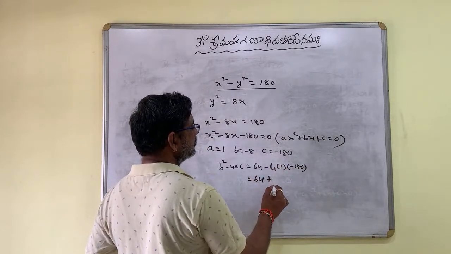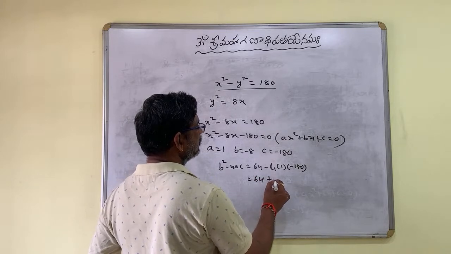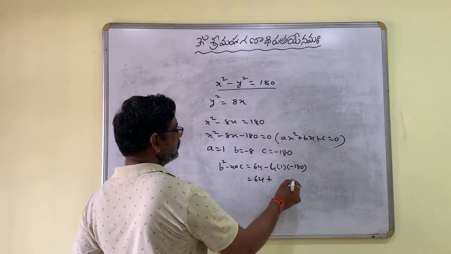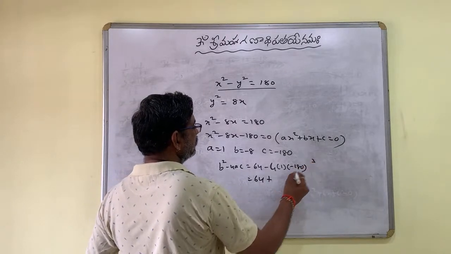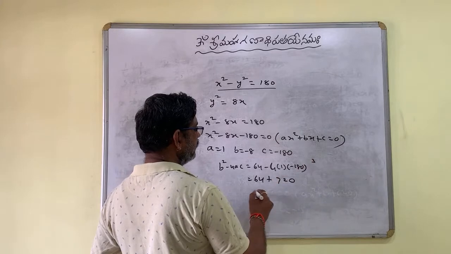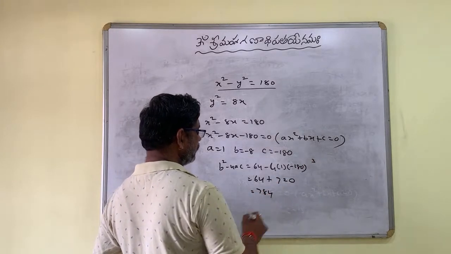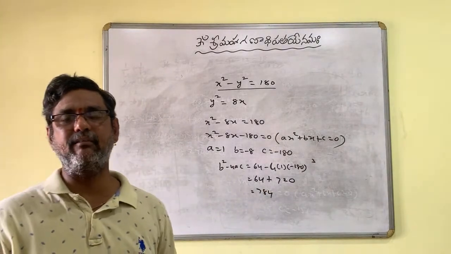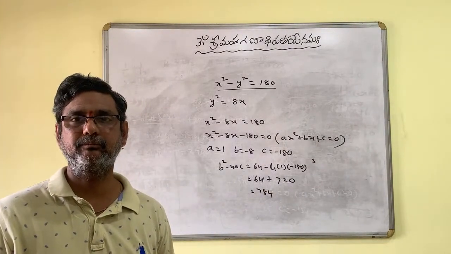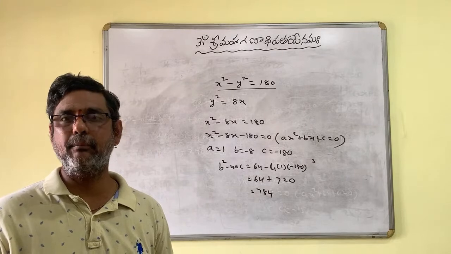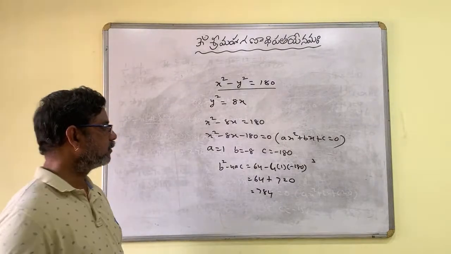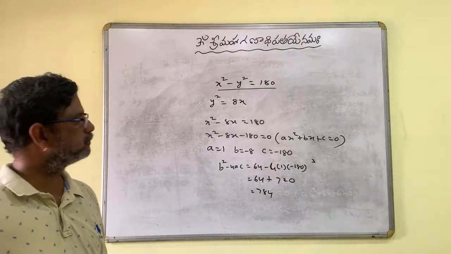64 plus, how much? 32, 720. It is 784. B square minus 4AC is 784, which is a perfect square. Okay, children, after that you can do it.